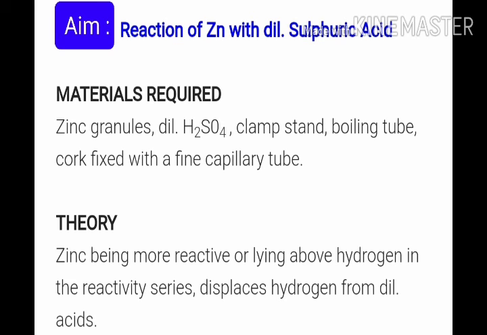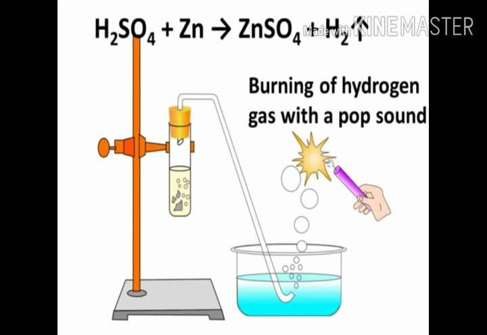Zinc being more active replaces or displaces hydrogen in the reactivity series, where zinc is more active, displacing hydrogen in the form of hydrogen gas. Now see the diagram carefully and draw it in the notebook.